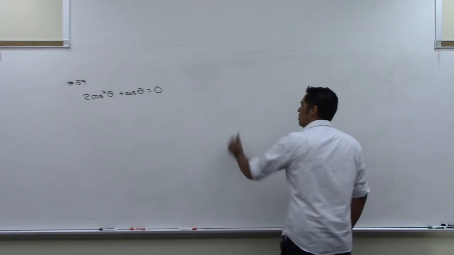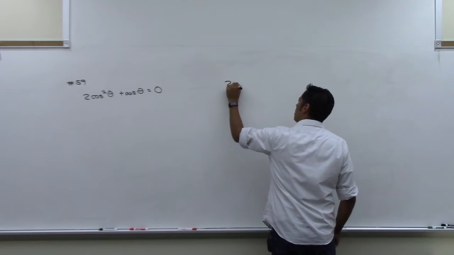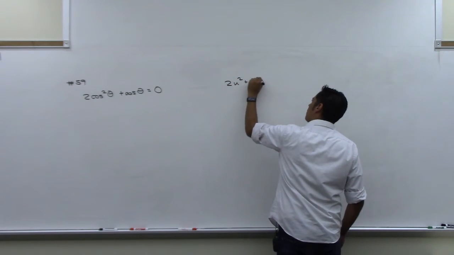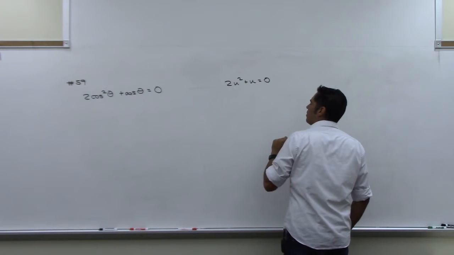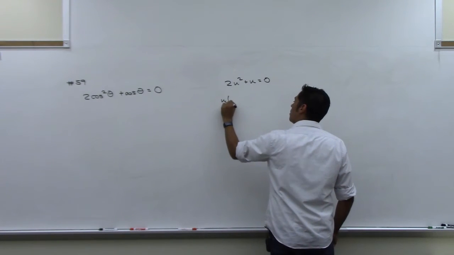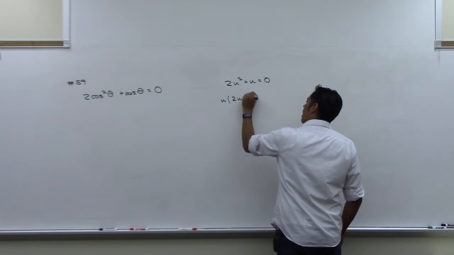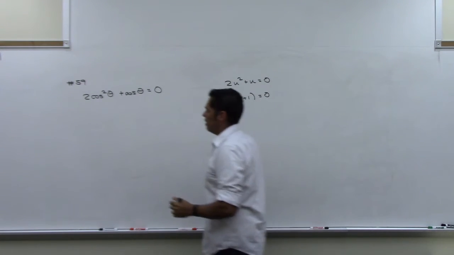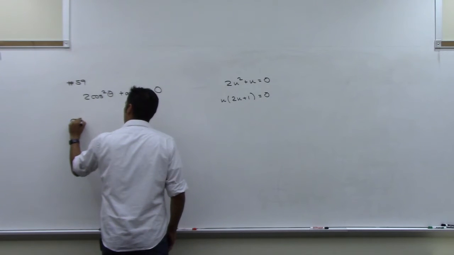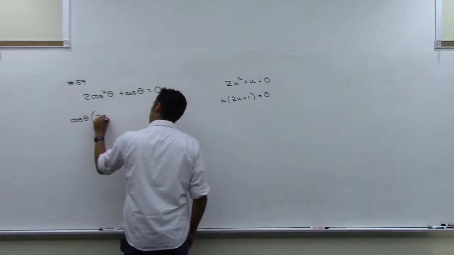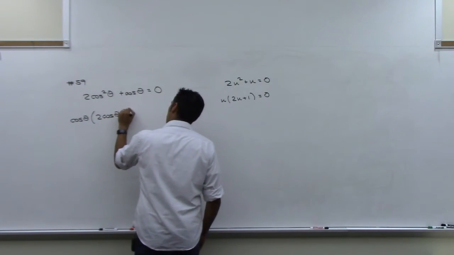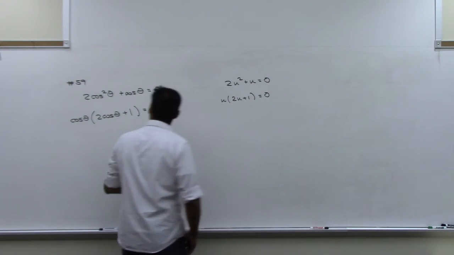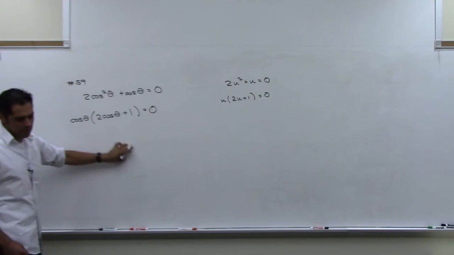If we had replaced those cosines with u's, it would look like 2u squared plus u equals 0. And if you were asked to solve this, you would factor a u out, and then you would set each of these factors to 0. We're going to do the same thing. We're going to factor a cosine theta out. We're going to be left with 2 cosine theta plus 1 equals 0. And so now we can set each of these equal to 0.